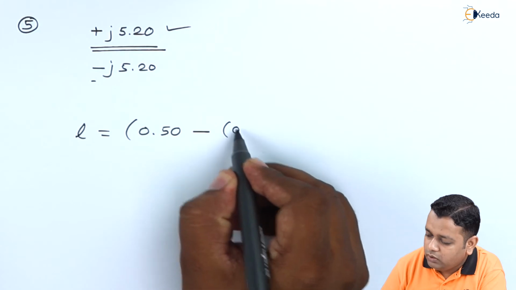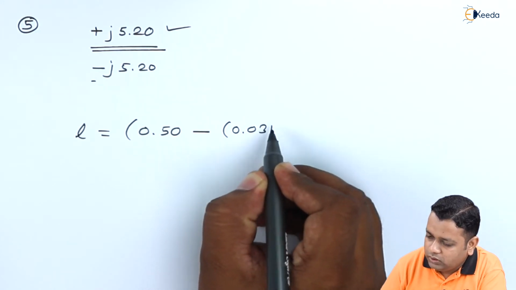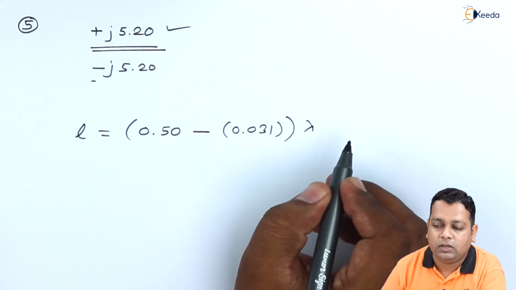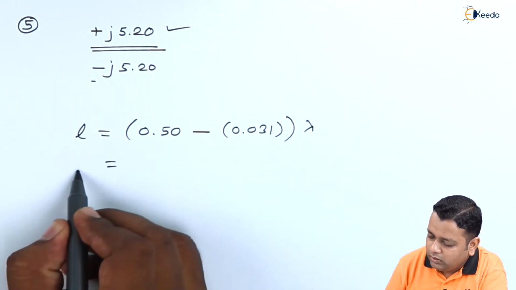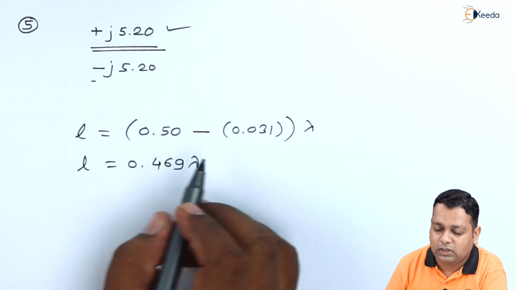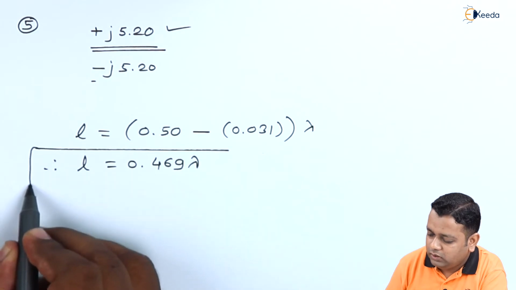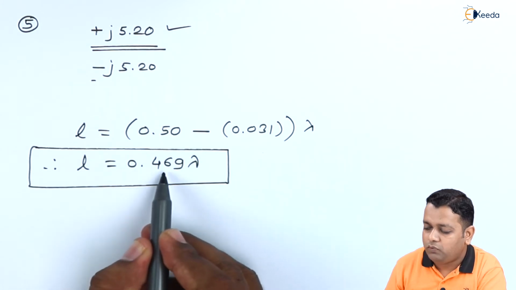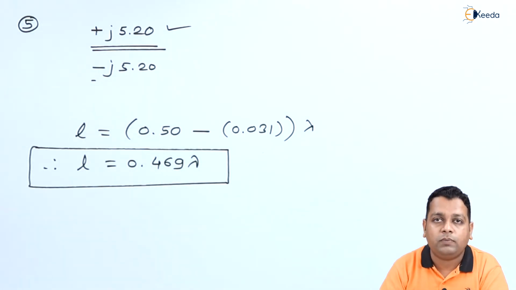That difference we have obtained to be 0.031. So this is in terms of lambda, so we keep the lambda outside. Therefore we obtain the length represented as 0.469 times lambda. So here I outline this intermediate value. When the line is matched at the junction with the length 0.469 lambda, there will not be any sort of reflection, and we can say that the perfect matching of the load impedance and the characteristic impedance will be obtained by this method here.